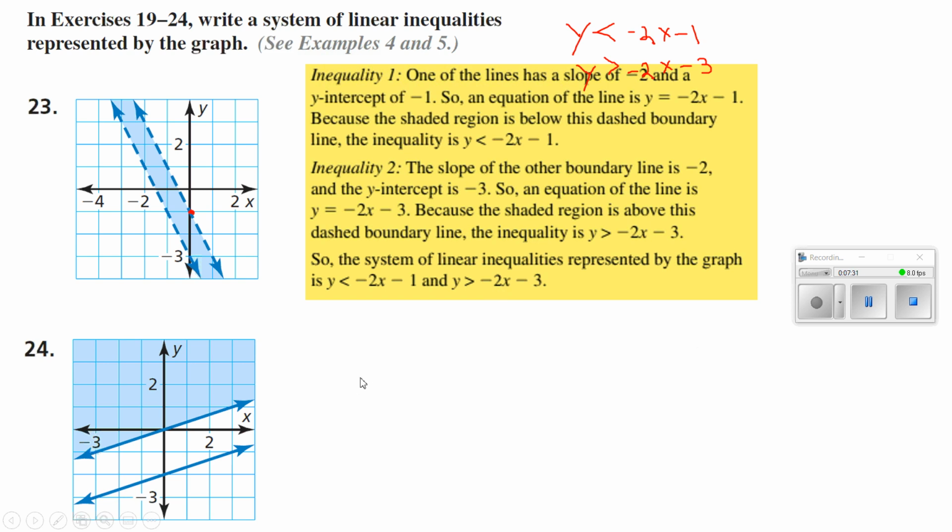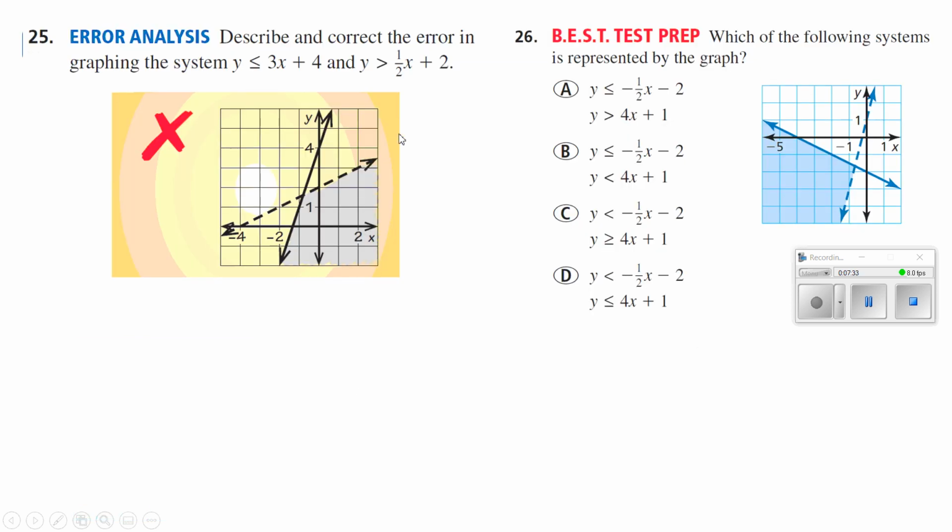All right, number 24 is for you to do. Number 25 is my last one. It says describe and correct the error. Let's look at this. The first one says y is less than or equal to 3x plus 4. Let's see, it crosses through 4. That's my y-intercept. It has a slope of, well, it goes up 1, 2, 3, and over 1.